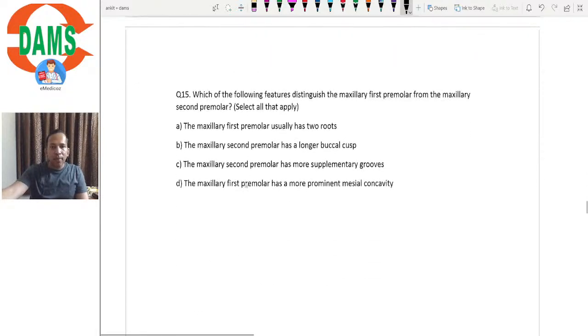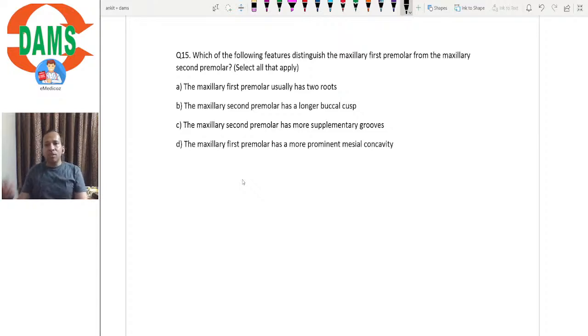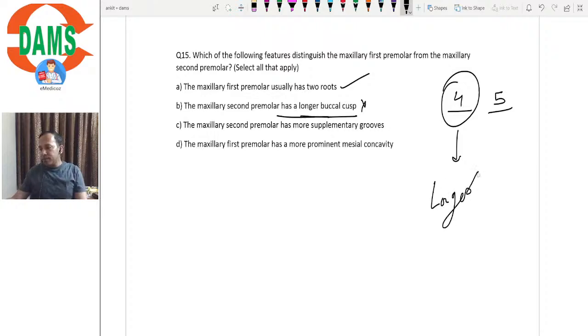Next question. Which of the following features distinguishes the maxillary first premolar from the maxillary second premolar, right? Maxillary first premolar usually has two roots, so this is the correct option, isn't it? Maxillary second premolar has a longer buccal cusp. This is wrong, because it is the maxillary first premolar that is the largest molar. This is the largest premolar, sorry मैं molar बोल गया, this is the largest premolar, right? So option B is incorrect.